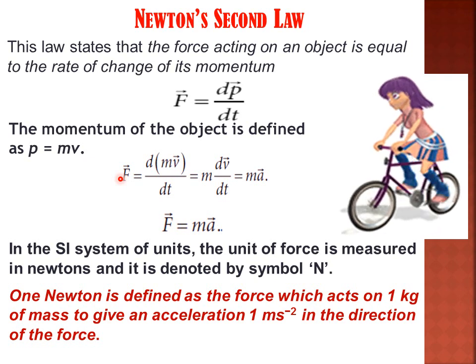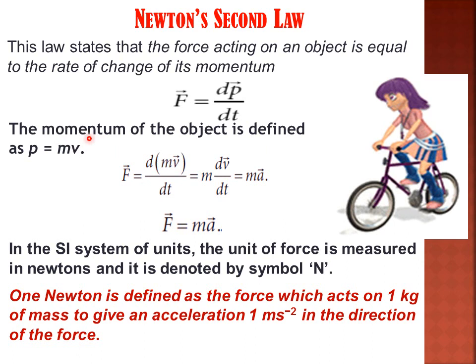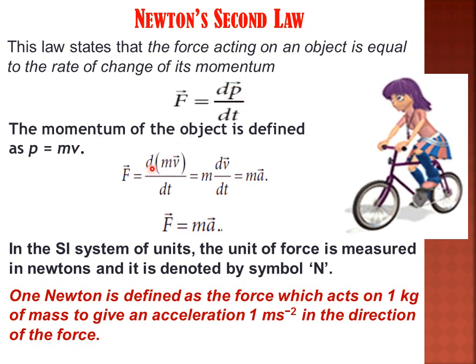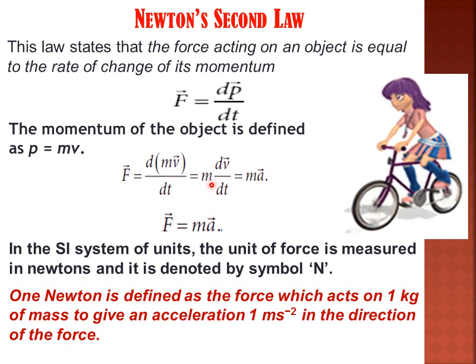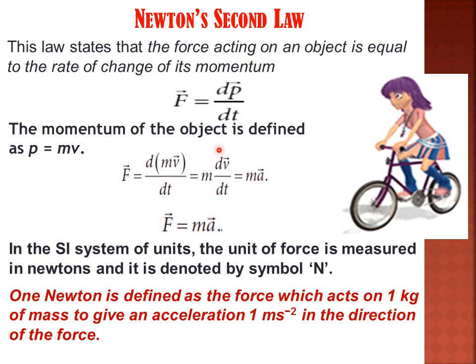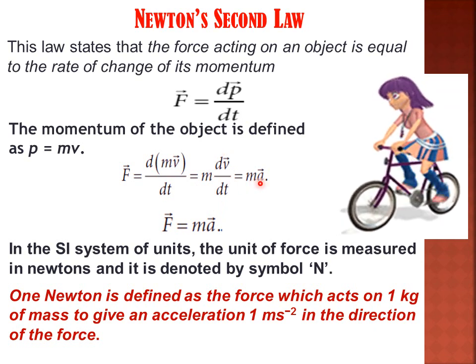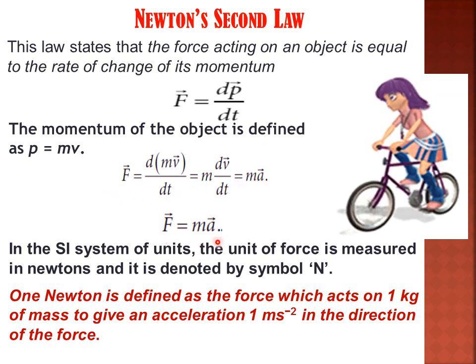While doing the derivation, we get F vector is equal to d(mv) by dt. We are substituting mv in place of p. So d(mv) by dt, we can split as m into dv by dt. That means dv by dt is equal to acceleration. Therefore F is equal to mass into acceleration. Force is equal to mass into acceleration.